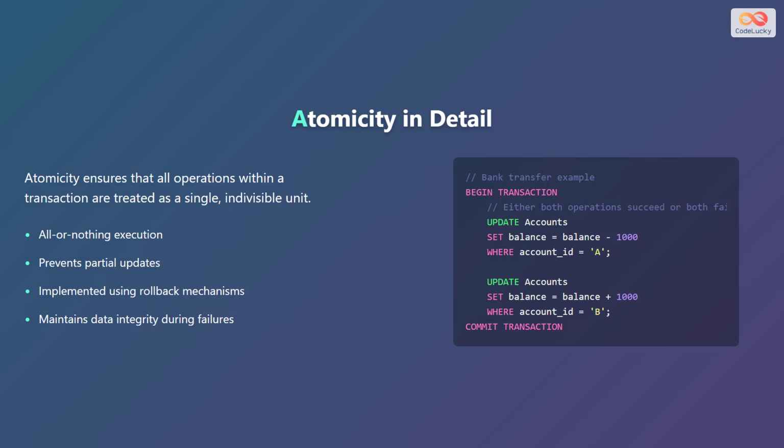Here is a simple bank transfer example. We begin a transaction, then update the accounts and finally commit the transaction. If there is a failure in between, then we roll back.